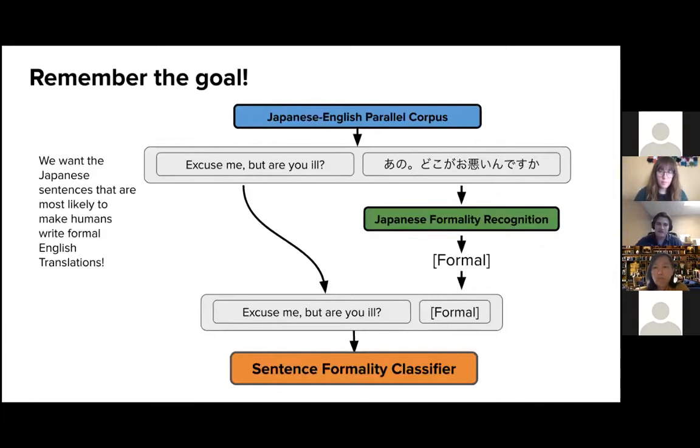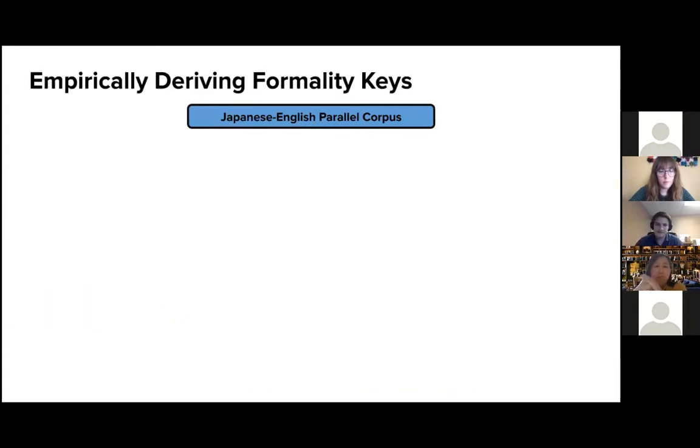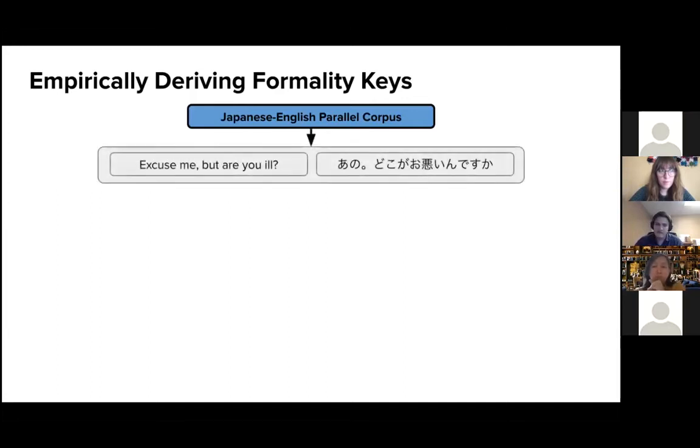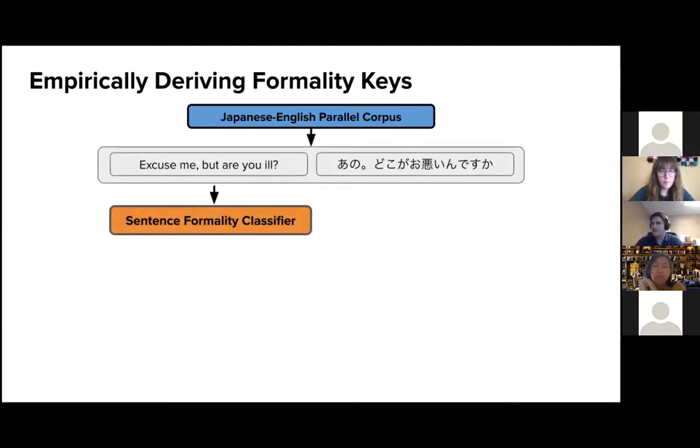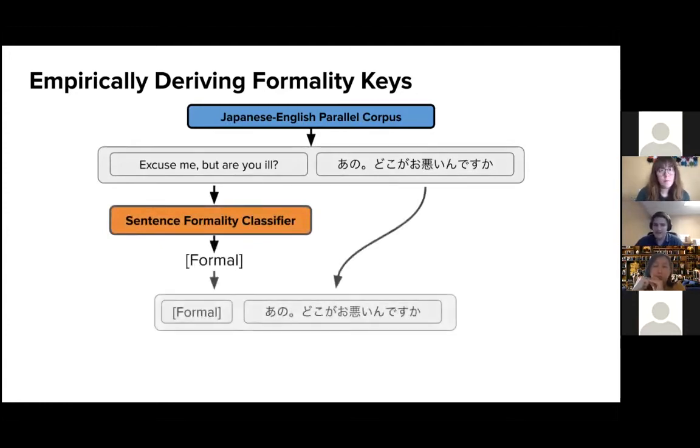How exactly are we going to narrow down this list of keys? Well, remember the goal. We want the Japanese sentences that are most likely to make the human translators write English formally, because at the end of the day, all we care about is the final formal English. So what we can actually do is a bit of a bootstrapping variation of this. We'll take the parallel corpus, and instead of taking the Japanese, we'll take the English, put it through a formality classifier that was trained on manual data, get a label, and then we can train on Japanese.